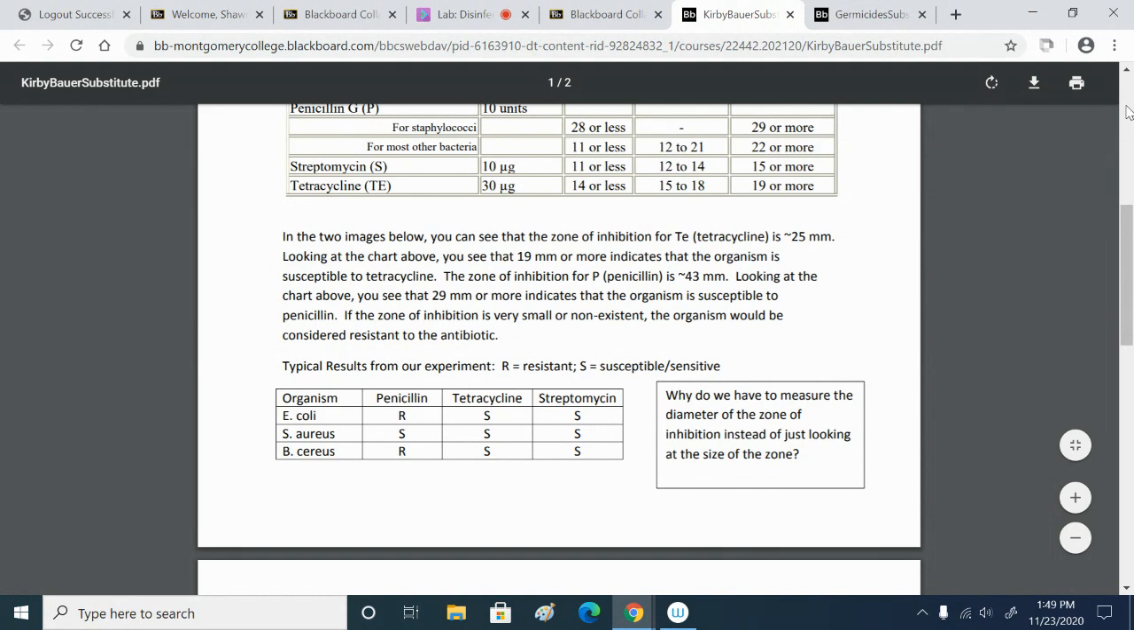So you already knew that E. coli would be resistant to penicillin. How did you know that?